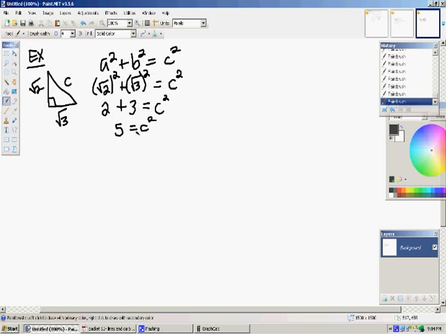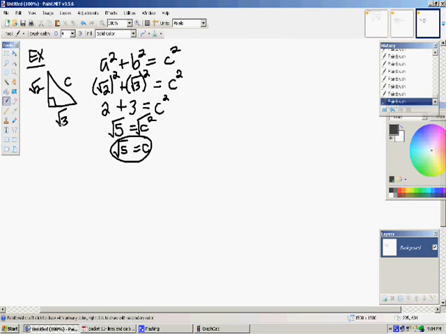And to get c by itself, we do the opposite of square, which is square root. And we do the square root here. And so we get c equals square root of 5. And 5 can't be simplified any further, and so this is our answer. Okay, I'm going to do one more example.